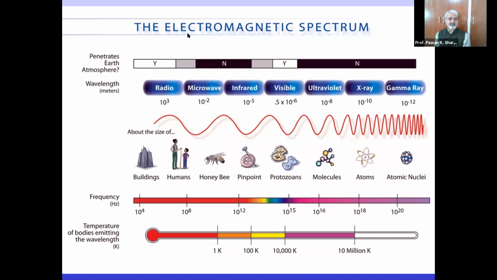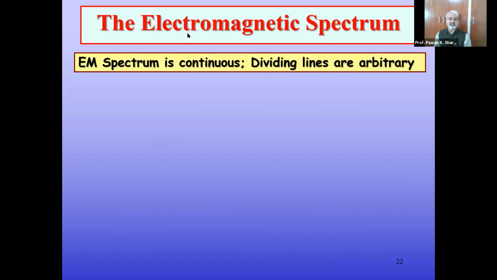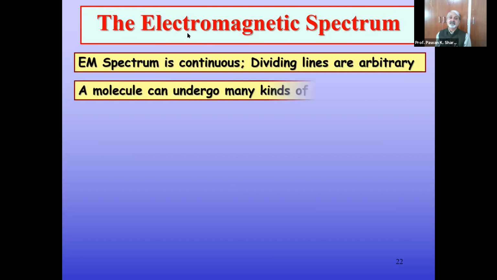But please remember, when we say electromagnetic spectrum, it means arrangement of all kinds of electromagnetic radiations in any order: increasing frequency, decreasing frequency, energy, wavelength, whatever. But we must remember that the electromagnetic spectrum is continuous. Nature gave us a continuous electromagnetic spectrum, but for our own convenience we try to divide it into radio waves, visible, infrared, UV. The dividing lines are arbitrary, because they have been provided by us, the scientists.